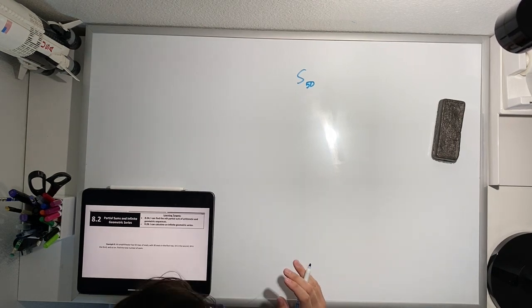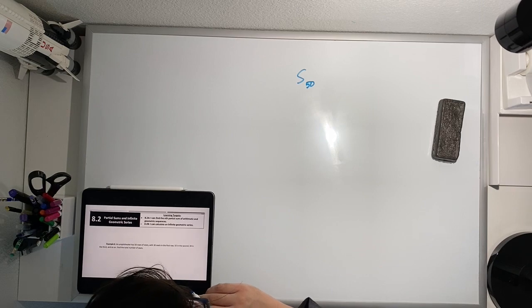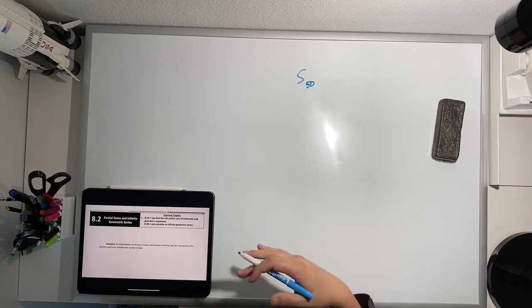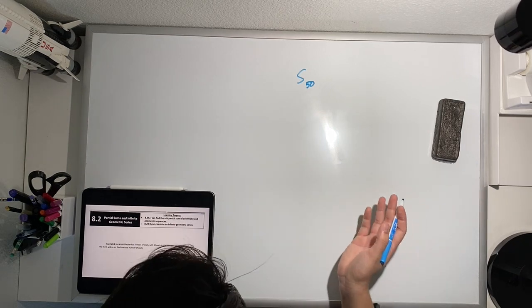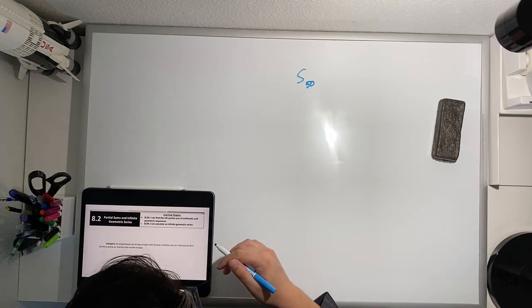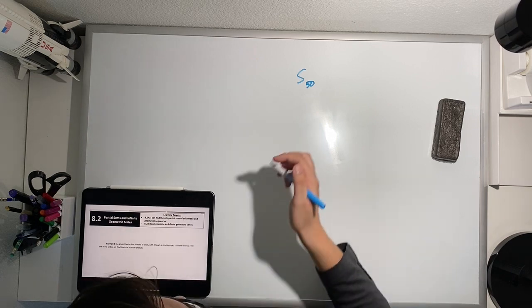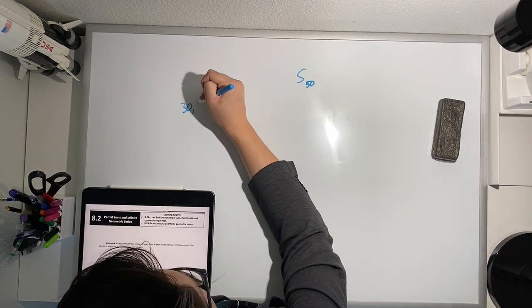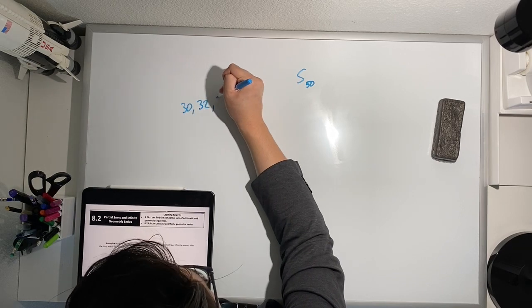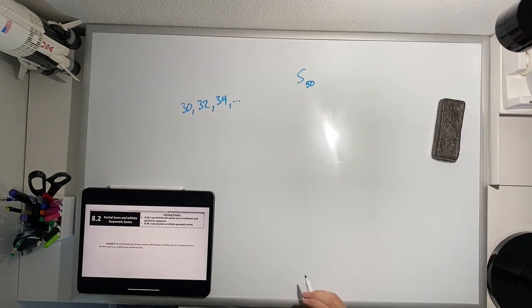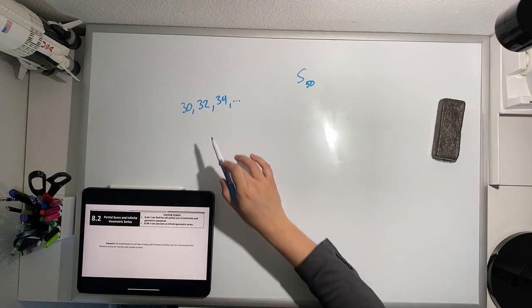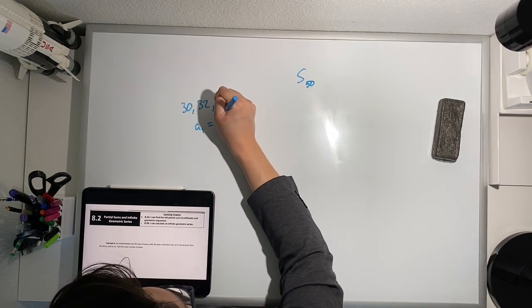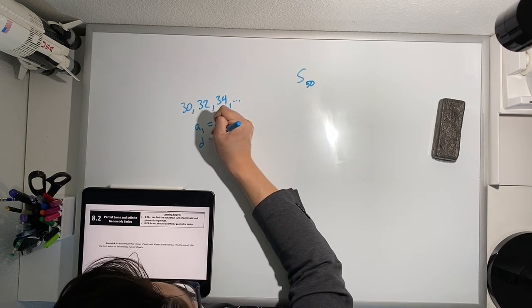Now we need a sequence here. So if we think of the sequence as the list of numbers that represent the number of seats in each row, then our first term is the number of seats in the first row, which is 30. And then 32 in the second, and 34 in the third, and so on. So this sequence of numbers is arithmetic, right? Our first term is 30. Our common difference is 2.